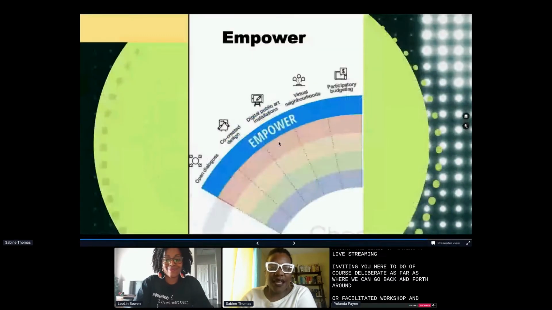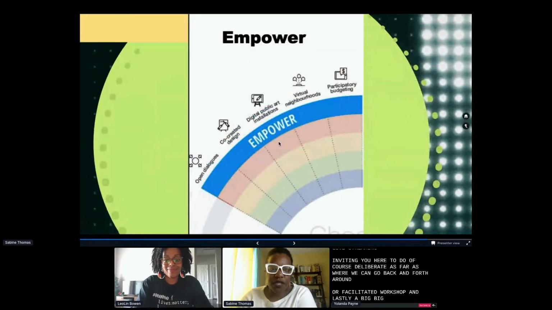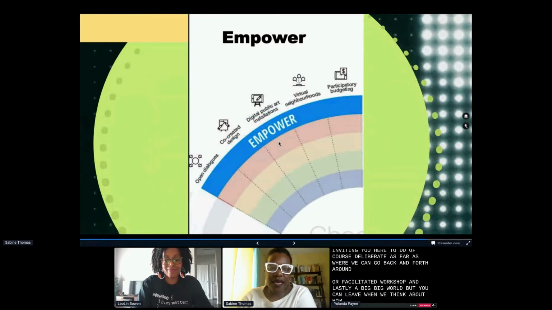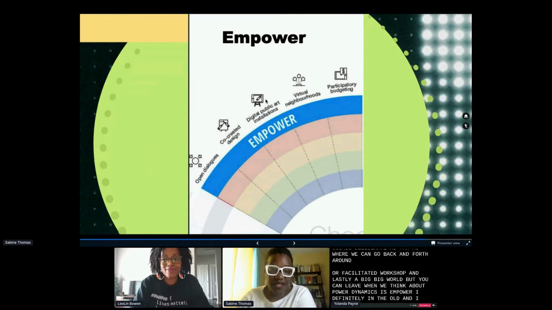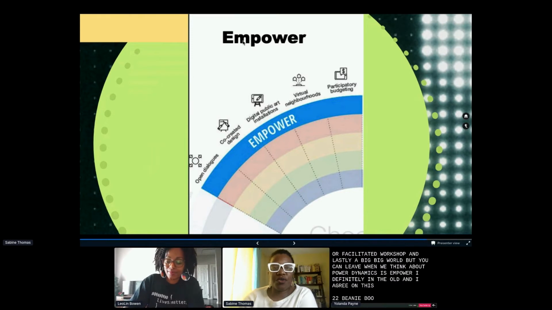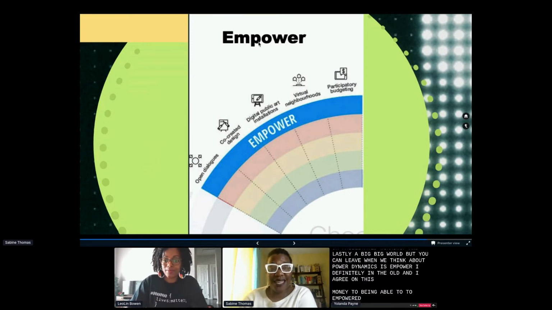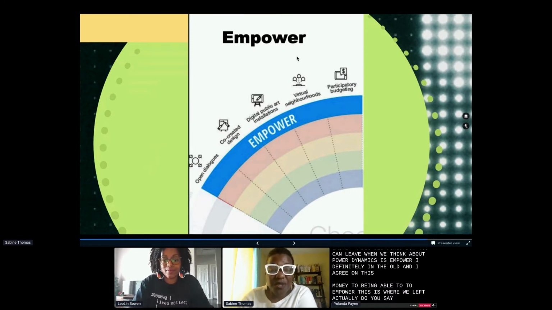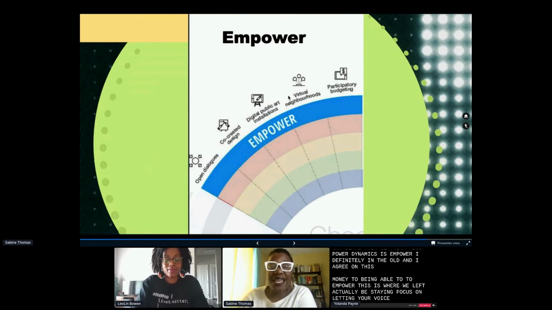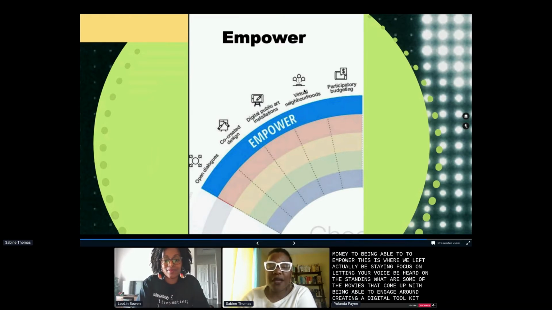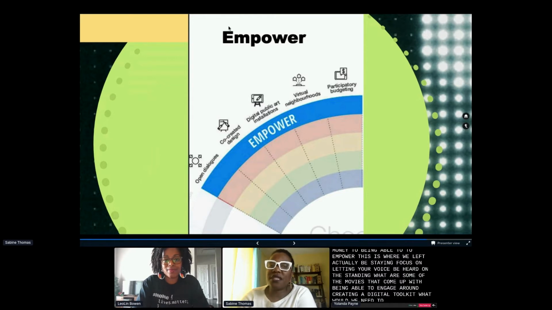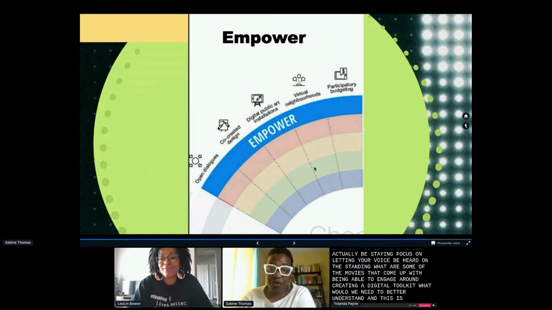And lastly, a big word, particularly when we think about power dynamics, is empower. LeoLin and I could agree on this. Similarly to being able to empower, this is where we like to focus on letting your voice be heard, understanding what some of the needs are that come up with engaging around creating a digital toolkit. What would we need to better understand? And this is where I would say we need your voice to be heard.